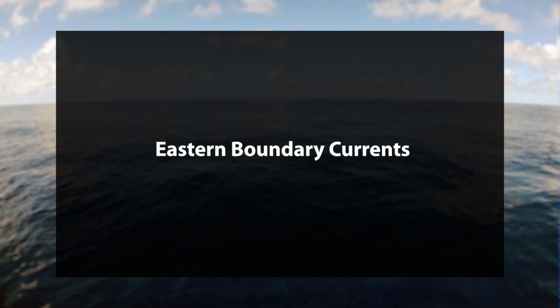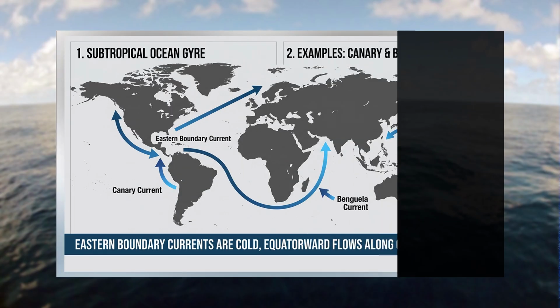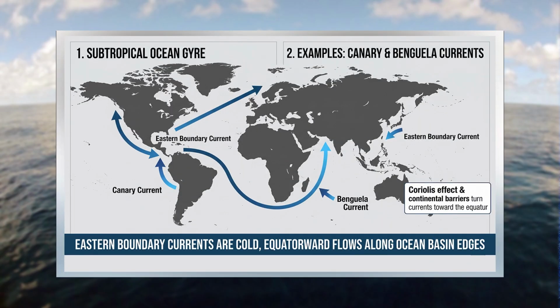Eastern boundary currents are driven by the Coriolis effect and the continental barriers. Their movement is a turn towards the equator along the eastern edge of the ocean basins. For example, the Canary Current and the Benguela Current. This completes the circular loop of the subtropical gyre.